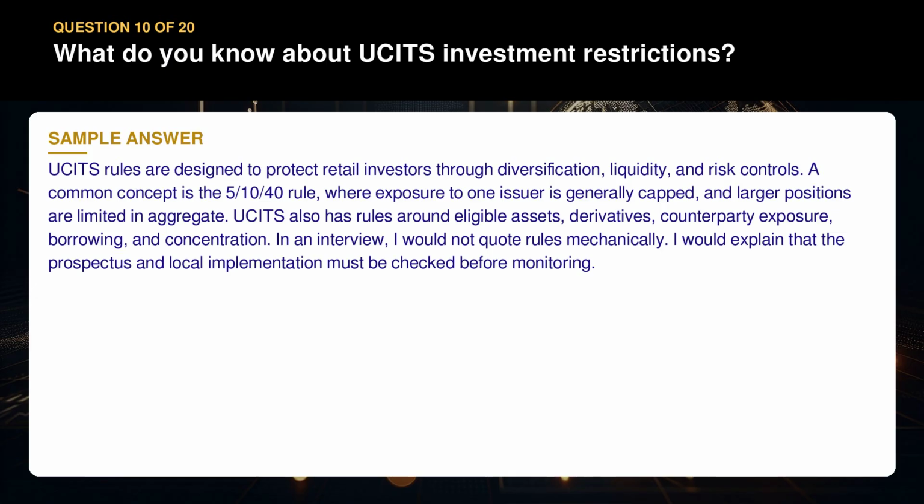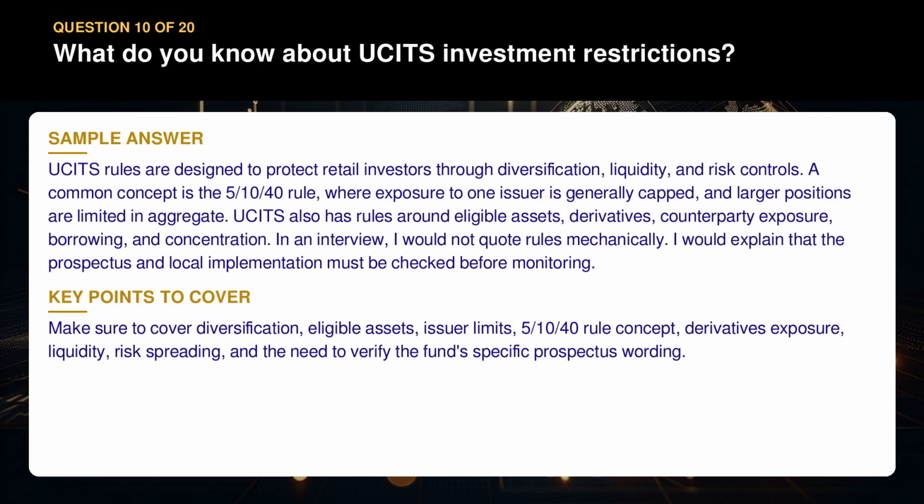A common concept is the 5-10-40 rule, where exposure to one issuer is generally capped, and larger positions are limited in aggregate. UCITS also has rules around eligible assets, derivatives, counterparty exposure, borrowing, and concentration. In an interview, I would not quote rules mechanically. I would explain that the prospectus and local implementation must be checked before monitoring. Make sure to cover diversification, eligible assets, issuer limits, 5-10-40 rule concept, derivatives exposure, liquidity, risk spreading, and the need to verify the fund's specific prospectus wording.